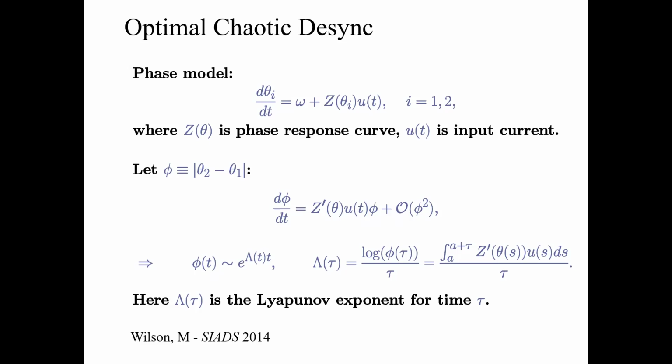We let phi be the phase difference between the neurons. If you work out what d phi dt is, you get this. If I drop this term, I get phi goes as e to the capital Lambda times t. Capital Lambda here you can think of as a finite time Lyapunov exponent. It's just this integral in terms of the derivative of the phase response curve multiplying the input. So our idea was, let's design an input which maximizes this Lyapunov exponent. If you know chaos theory, a positive Lyapunov exponent means exponential divergence of trajectories. That would correspond to desynchronization: if the neurons have different phases from each other, they're not synchronized with each other.